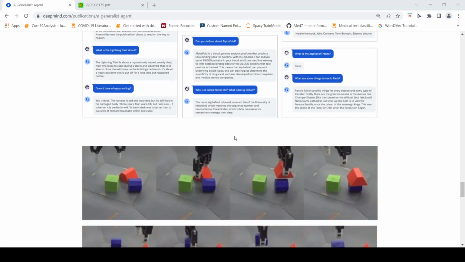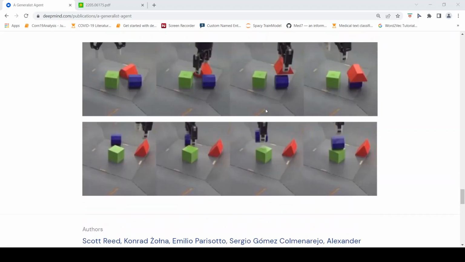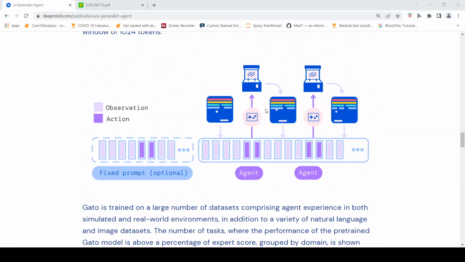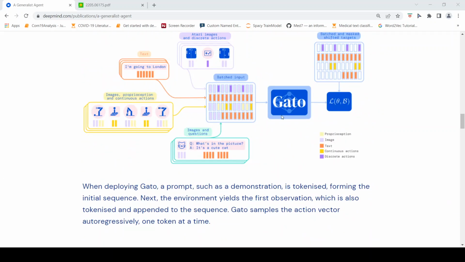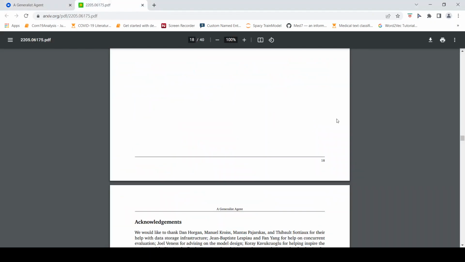This is about movement of the robot arm. So this is what Gato has achieved. It's basically a single model with a single set of weights, and it takes multimodal inputs, and based on the context it gives a proper output to perform certain tasks. I had a quick look at the paper.